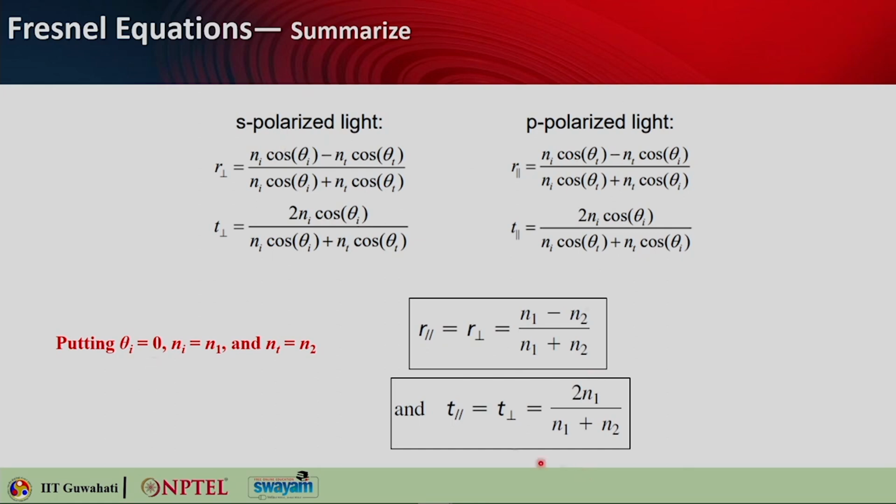When you put theta I equals 0, you will see that the reflection coefficients for parallel and perpendicular polarization become the same. It turns out to be (n1 minus n2) over (n1 plus n2). Similarly, the transmission coefficients T parallel and T perpendicular also become the same. They become 2n1 over (n1 plus n2). It's very simple. You put theta I equals 0 everywhere, and theta t you can also find out using Snell's law, because you know n1 and n2. So that way these equations get simplified.